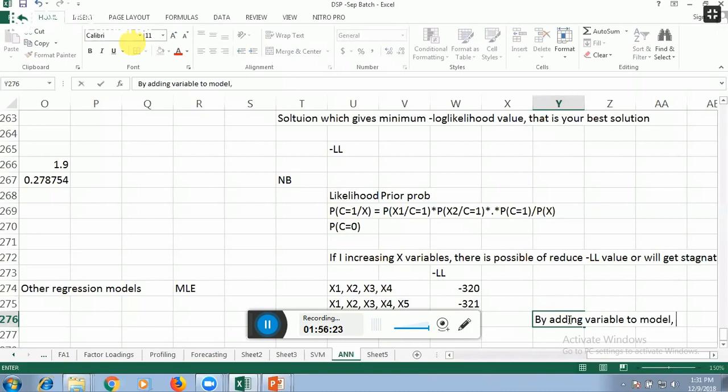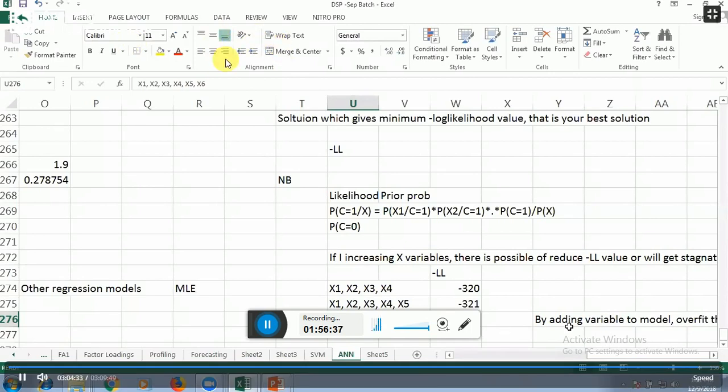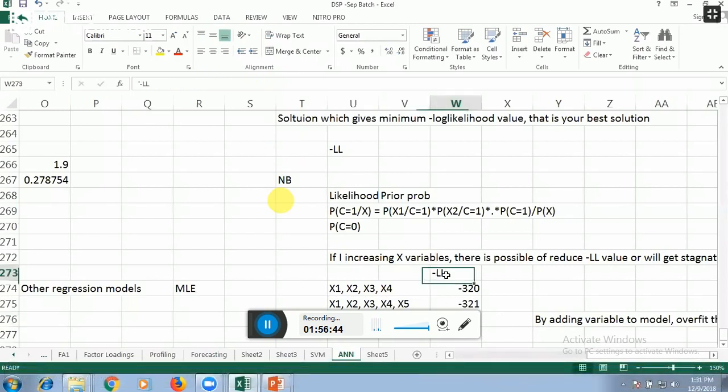What is the problem you will get? It will overfit the model, right? You remember, it will increase the complexity, it will overfit the model. So that means by adding unnecessary variables, by adding a variable which is contributing minimum value, that will not be helpful. So that is the place we will not look at log likelihood as something.